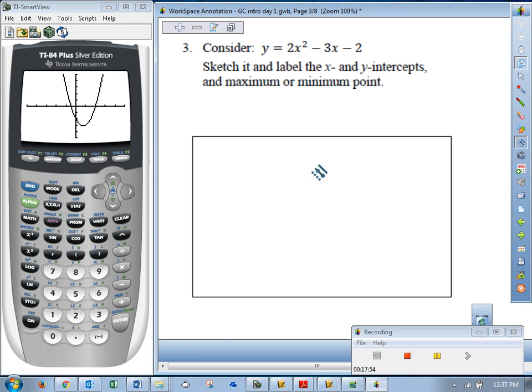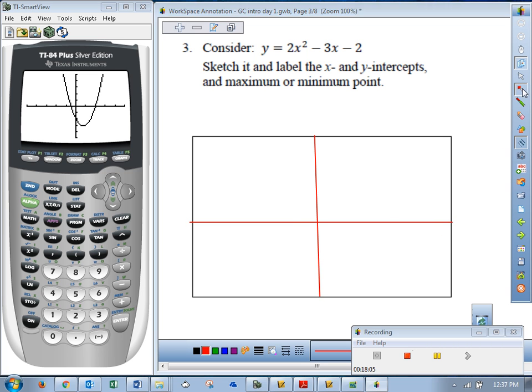So let's draw our axes with a straight edge. These are dead centered. Boom. And you put your window parameters around the outside. If you don't remember what they were, hit the window button, and it will show you what they are. But they were 5s all the way around. Some of them are negative.